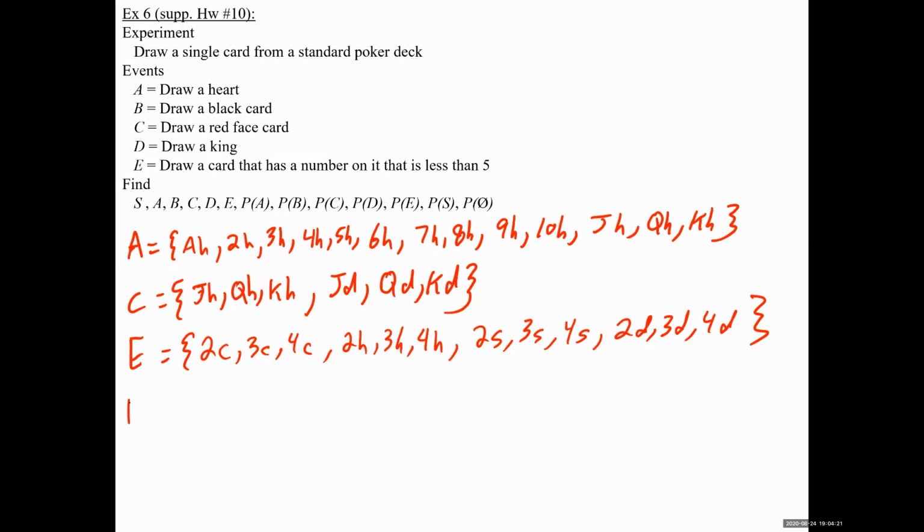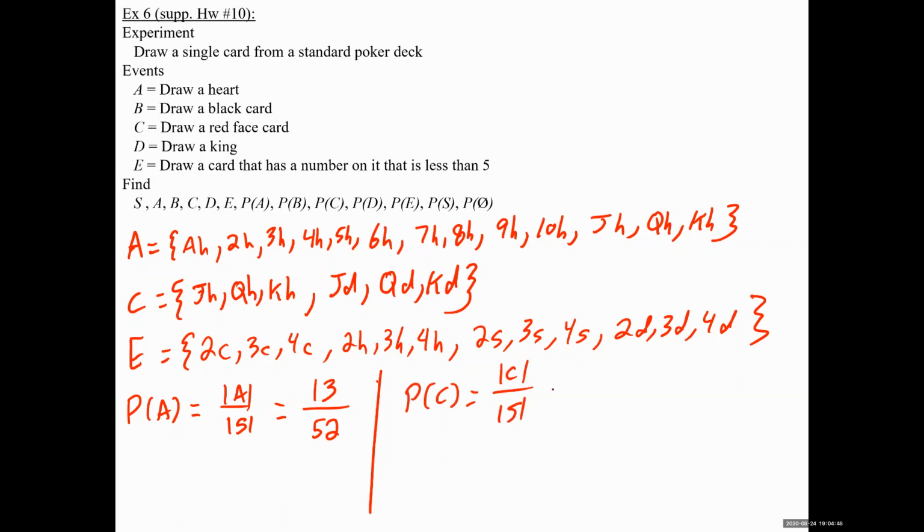Okay, so then let's do probability of A. The formula for that is absolute value of A over absolute value of S. Someone tell me the answer. 13. Hearts. How many hearts? 13. How many cards total? 52. Okay, let's do probability of C. Again, the formula is absolute value of C over absolute value of S. How many things are in C? 6. 6 over 52. Yeah.